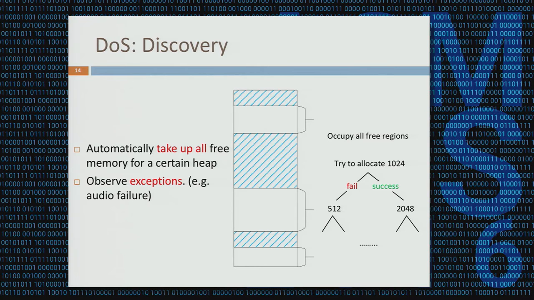And another solution is that we may set up some agent processes for each ION heap. And now, if a user wants to allocate memory from a certain ION heap, he needs to talk to the agent process. Since.